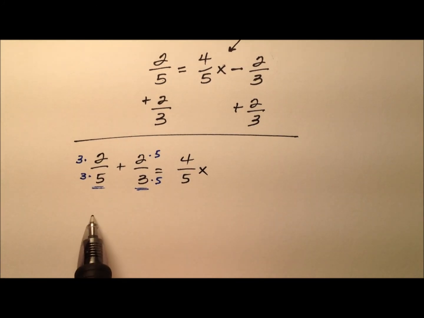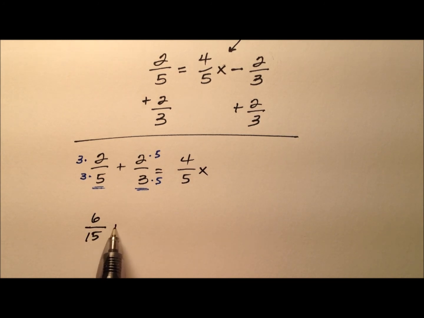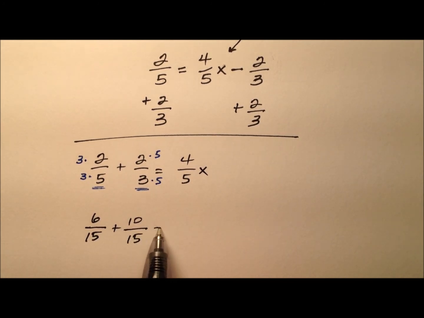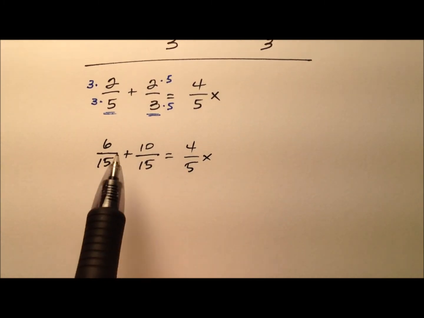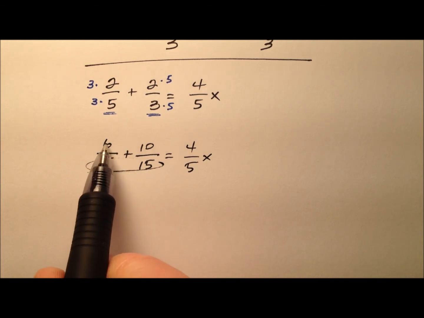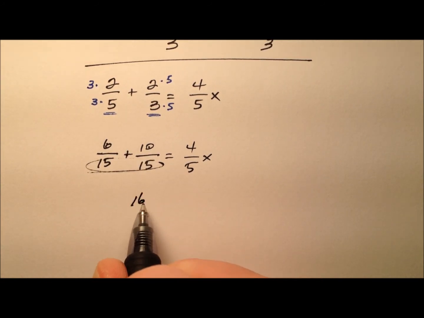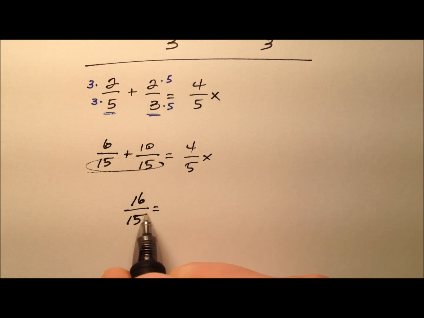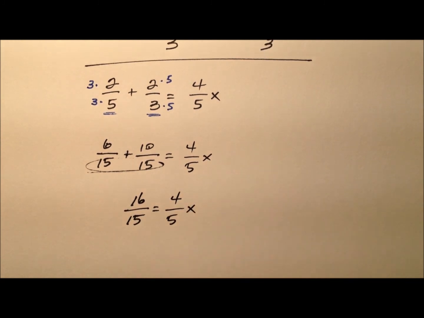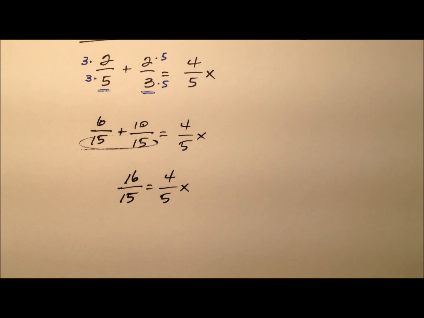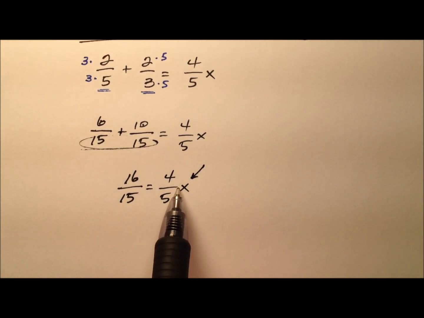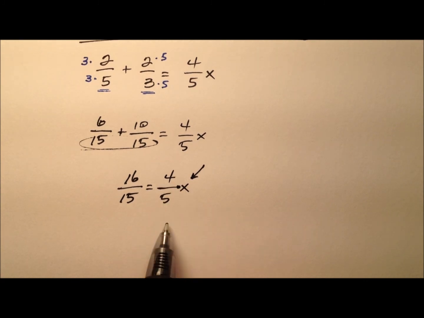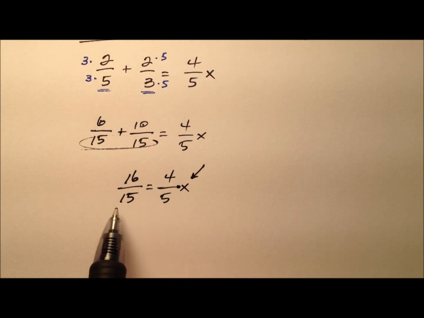So when we do that, we'll end up with 6 over 15 plus 10 over 15, and of course that still equals that 4/5 x. Well, now that we have our common denominators, 6 plus 10 will be 16 over 15, and that will still equal that 4/5 x. Okay, so now we're at a point where we are ready to get this x by itself. And so right now it's being multiplied by the 4/5. So it looks like what we need to do is divide both sides of this equation by 4/5.